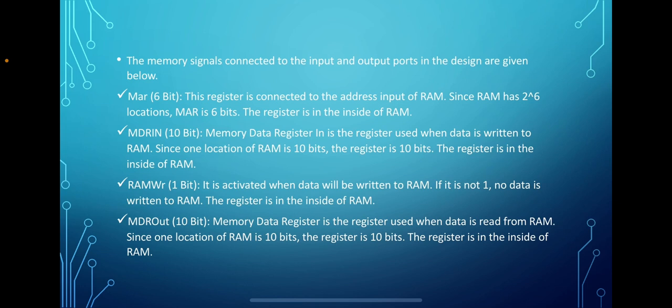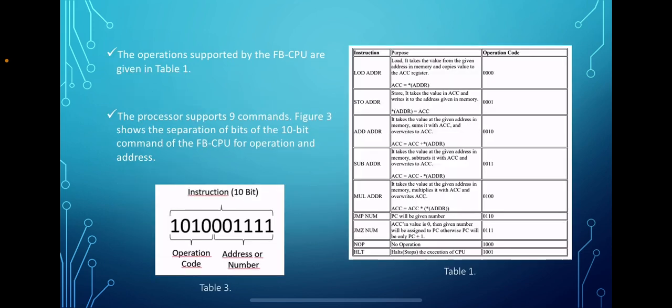RAMWR 1 bit. It is activated when data will be written on RAM. If it's not 1, no data is written on RAM. The register is inside of the RAM. MDROut 10-bit. Memory data register is the register used when data is read from RAM. Since one location of RAM is 10 bits, the register is 10 bits. The register is inside of the RAM.